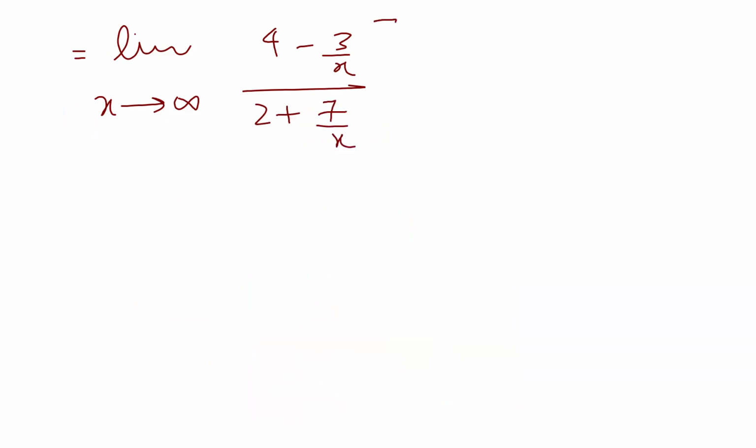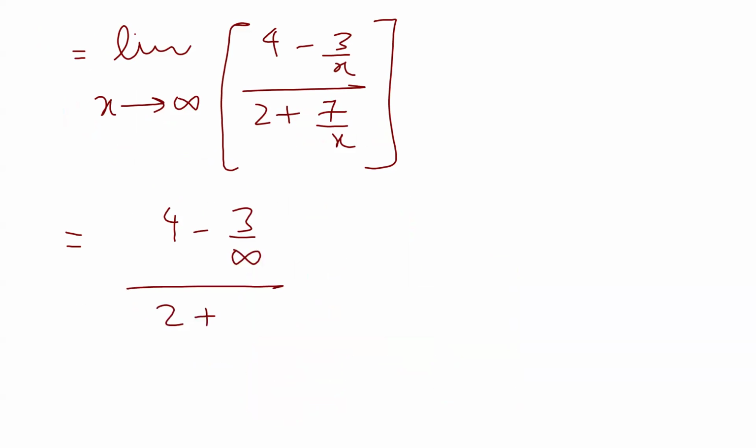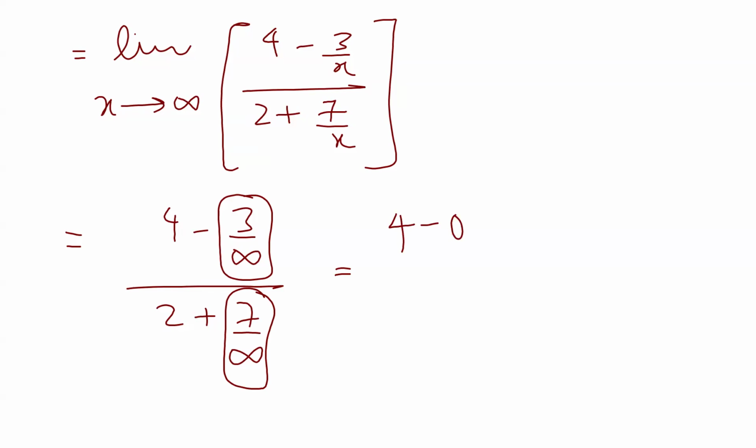Now put the value of x as infinity. Guys, what is 3 upon infinity and 7 upon infinity? Anything upon infinity, do you know? Zero, correct. Anything upon infinity is 0. So 4 minus 0 upon 2 plus 0, so 4 upon 2, the answer is 2.